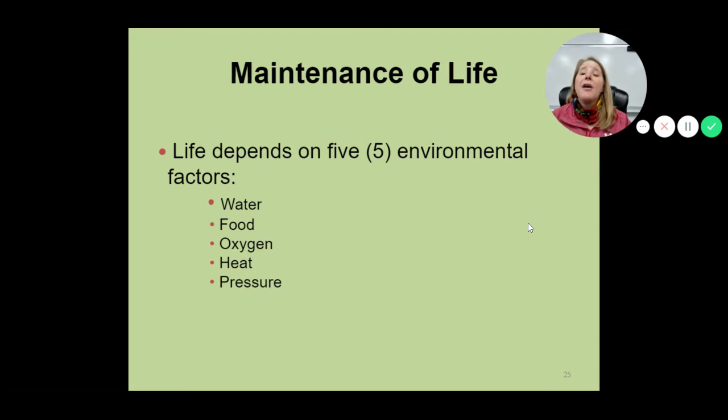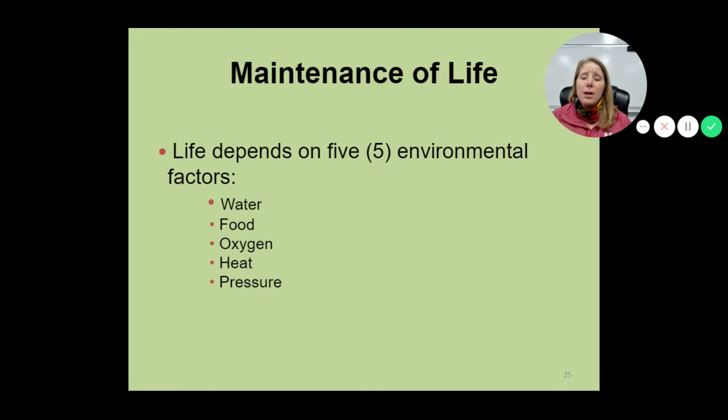All right. To be alive, we need 5 things to maintain our life. We need water, food, oxygen, heat, and pressure. You need your water for digestion and absorption, among a lot of other things. You need food to get those nutrients for your cells to work. You need oxygen to actually metabolize that stuff so you have energy and heat. You need heat to keep the body working at the right temperature.